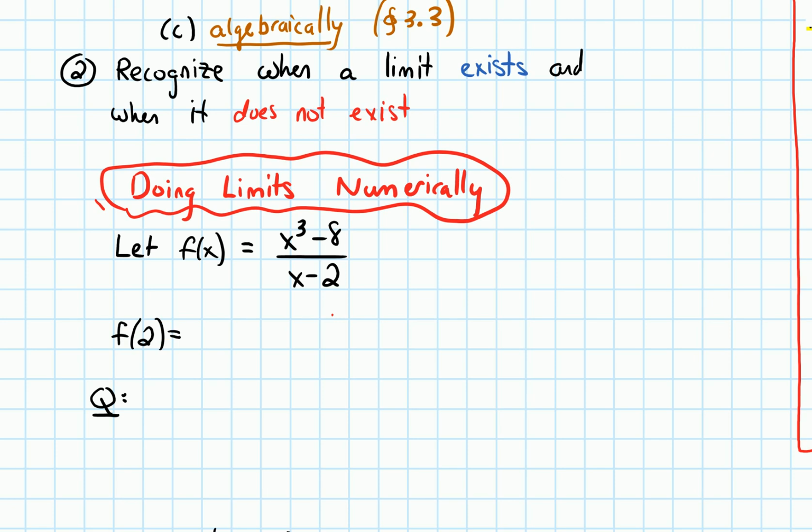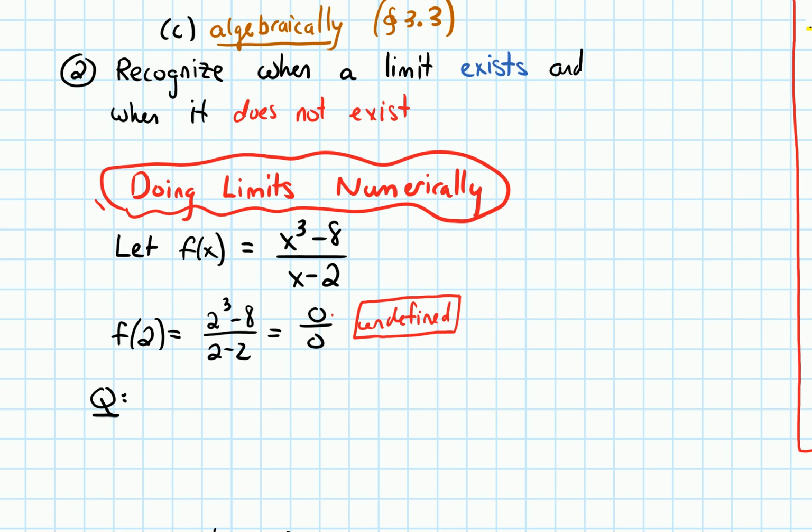Well, if we plug 2 into this, we get 2 cubed minus 8 on the top, 2 minus 2 on the bottom, and then 2 cubed is 8. So we have 0 on the top, and 2 minus 2 is 0 on the bottom. And 0 over 0, that is undefined. We cannot divide by 0 no matter what we have on the top.